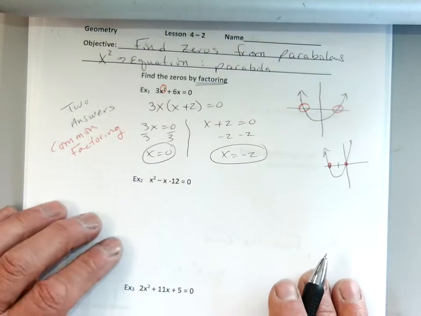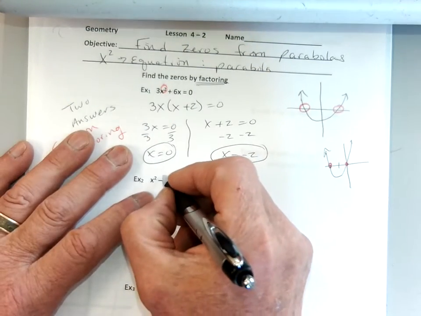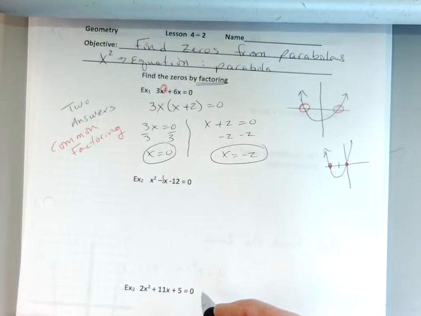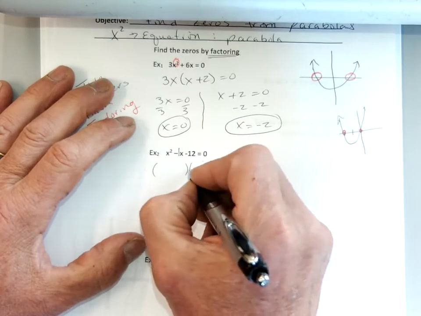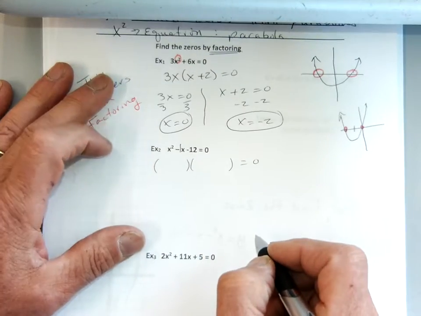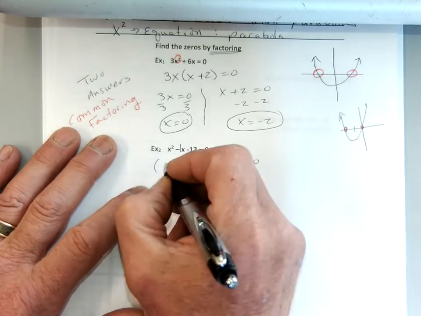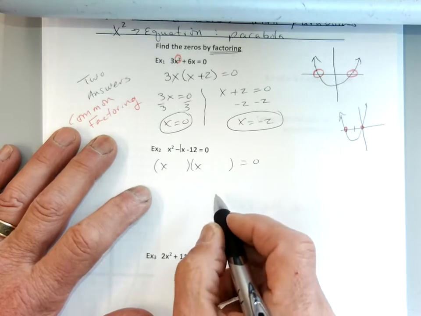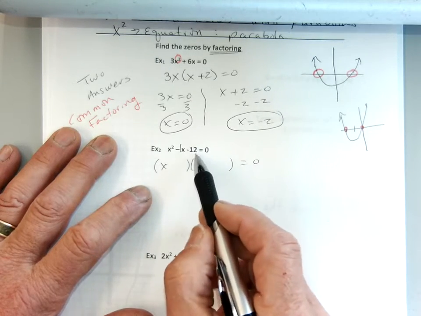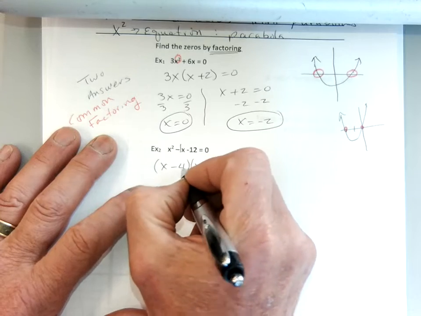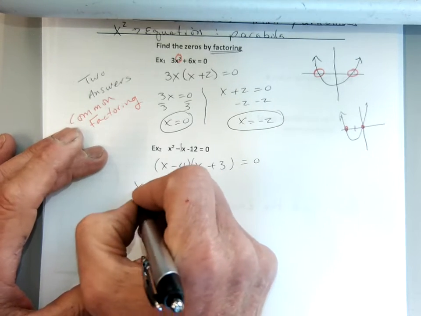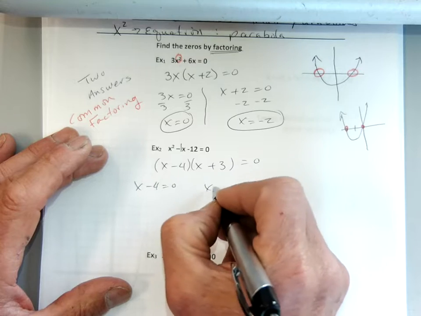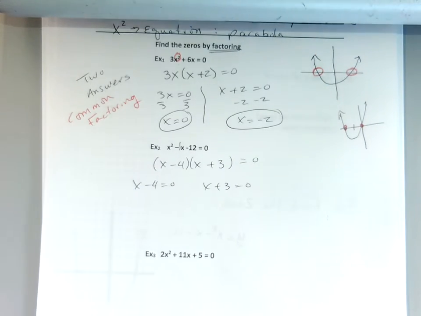Okay, let's look at number 2. So number 2, there's an invisible 1. Agree with that? And if I want to factor this, well, we know how to factor this. I'm going to go x times x to make the x squared. And I'll use a negative 4 and a positive 3, right? Well, those are my mini equations. x minus 4 equals 0 and x plus 3 equals 0, right? How am I doing? Okay? Does this make sense? Good.